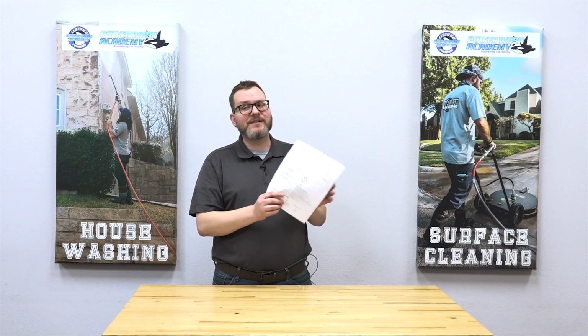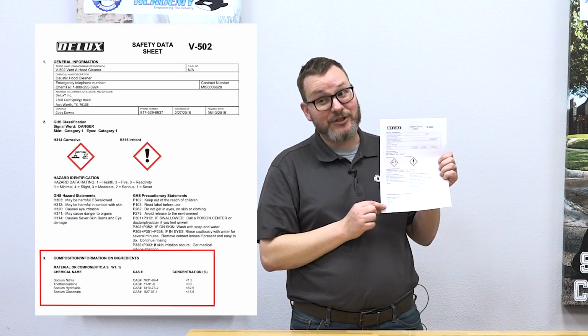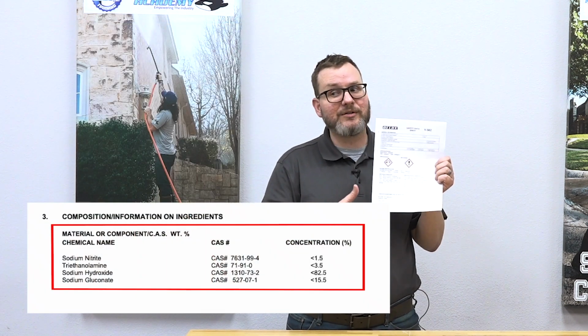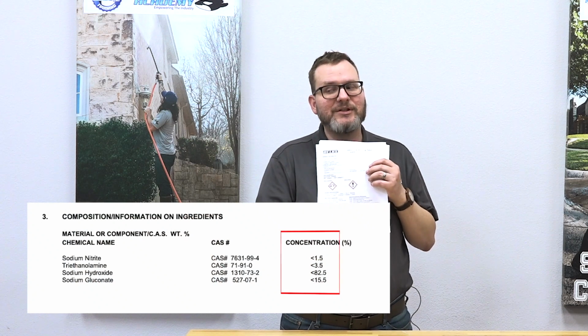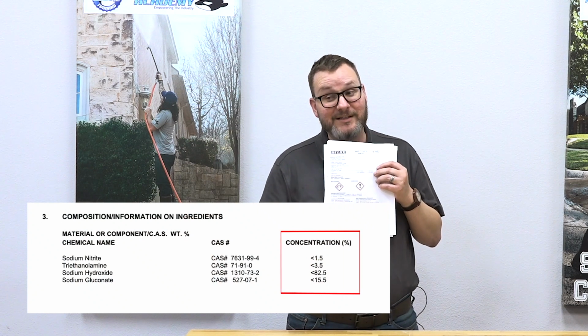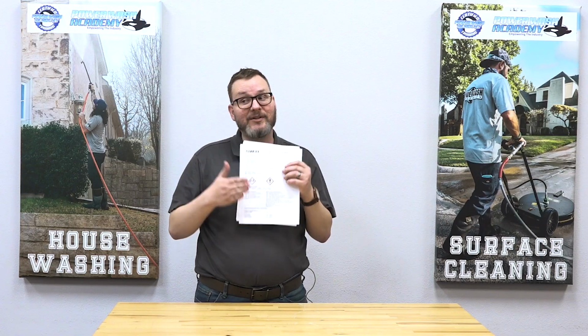And then the third section is going to be composition. So the different ingredients that go into producing that chemical, and there may not be exact formulas in there, but they're going to give you a percentage of each ingredient in that chemical. So you'll have a general idea what the most prevalent agents may be in your chemical.